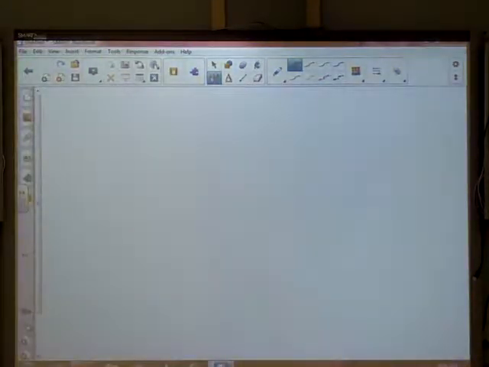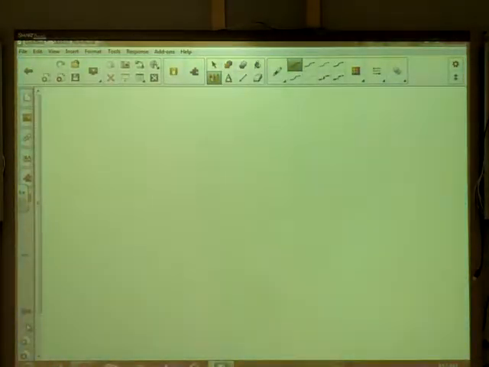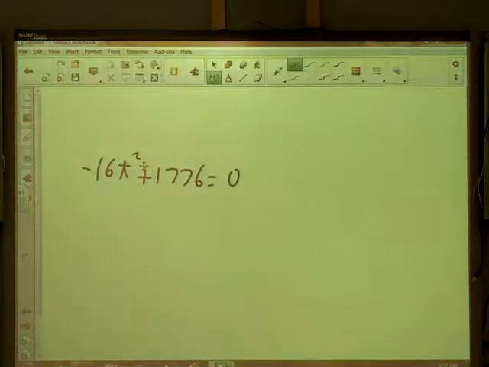All right, so it says, A, after how many seconds will the object hit the ground? Well, what you have to realize is that when something hits the ground, how high is it? It's at 0. So all you've got to do is take that equation they gave you and set it equal to 0. You're just solving now. So you've got options. You can do quadratic formula.